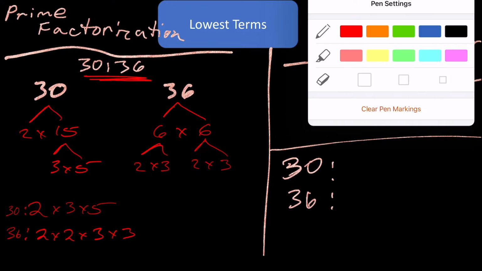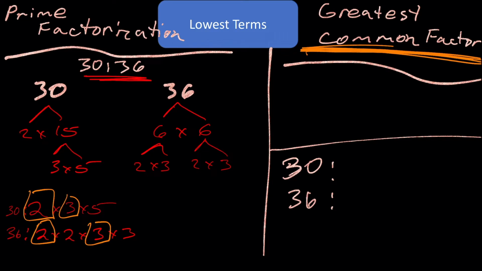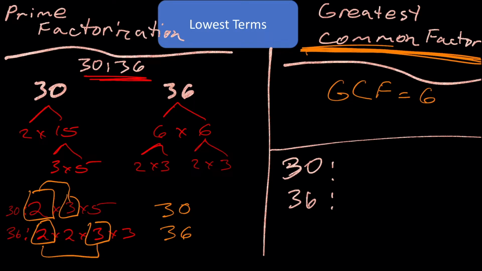Then I can look at what numbers we have in common to find the greatest common factor, right? Two numbers that multiply together to equal that number. So I know that 6 can divide into both of those numbers. 6 can divide into 30 and 6 can divide into 36. So I know the greatest common factor between those two numbers is 6.